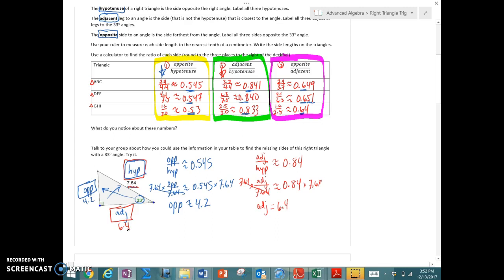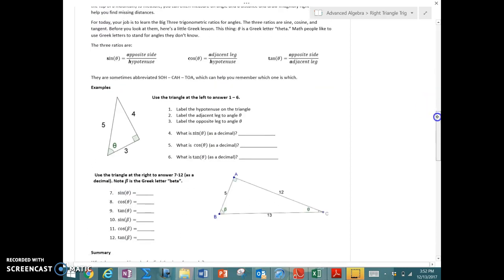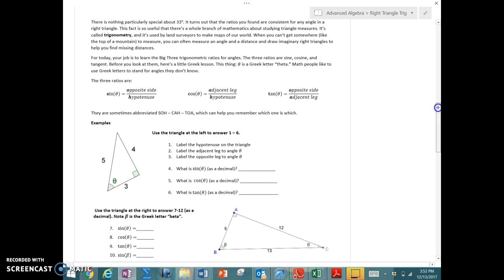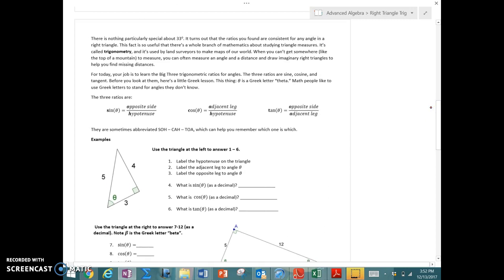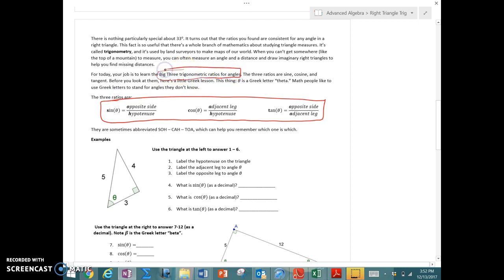Now this problem was actually more of an introduction to section 7.2. Our problems for tonight in 7.1 won't actually be this complex, but we do this to show you the importance of these ratios. And as we flip to the next side of our worksheet, we can see that these 3 trig ratios are not a coincidence. It's not just for 33-degree angles, but they are actually our 3 big trig ratios for all angles.